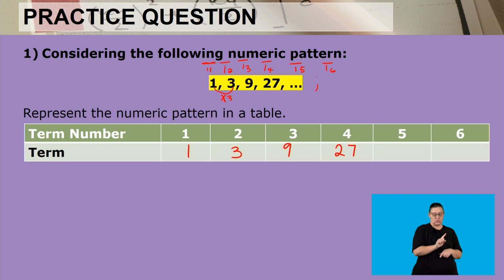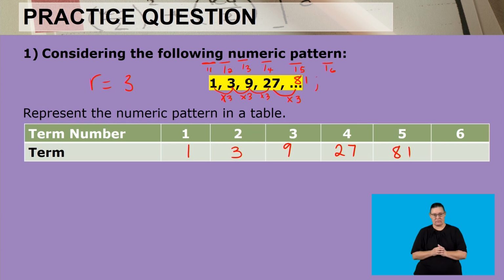Now, as you can see, from the first term to the second term, we have multiplied by 3. And since we are multiplying, this means that this is a ratio. Now, let's see if it is a constant ratio, because from term 2 to term 3, we are also multiplying by 3, which means that our constant ratio here is 3. So, from 9 to 27, we multiplied by 3.